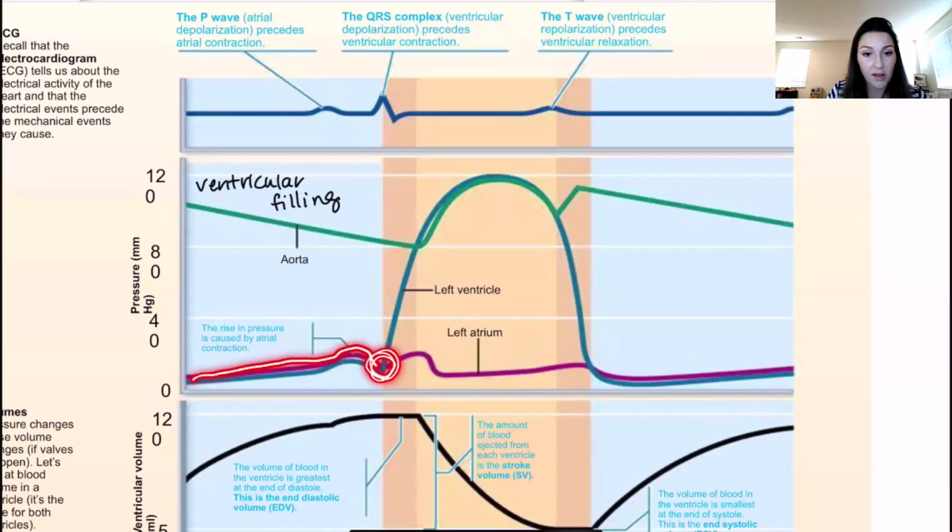This is when our valve opens. That's when the AV valves open. So the AV valves open, and then the ventricles fill with blood. So that's exactly what happens, ventricular filling.